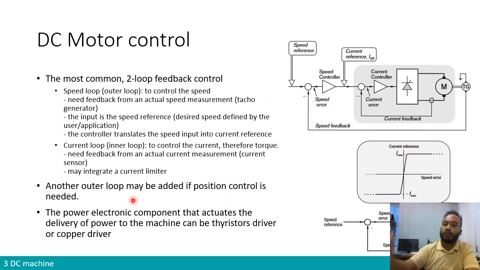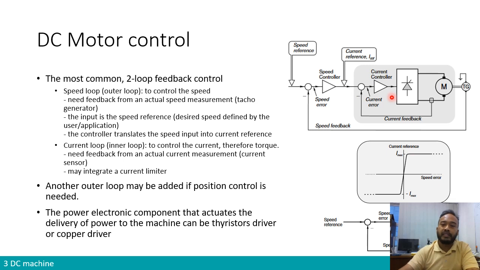So that's the thing that we're going to look at later, what we call a servo motor. Another precision that we have to make is the power electronic component that actuates the delivery of power. So this is the driver part, the power electronic components. Here in the schematic diagram, it shows that inside it is basically a thyristor. So the controller of the current here is basically translating the current input into a firing angle.